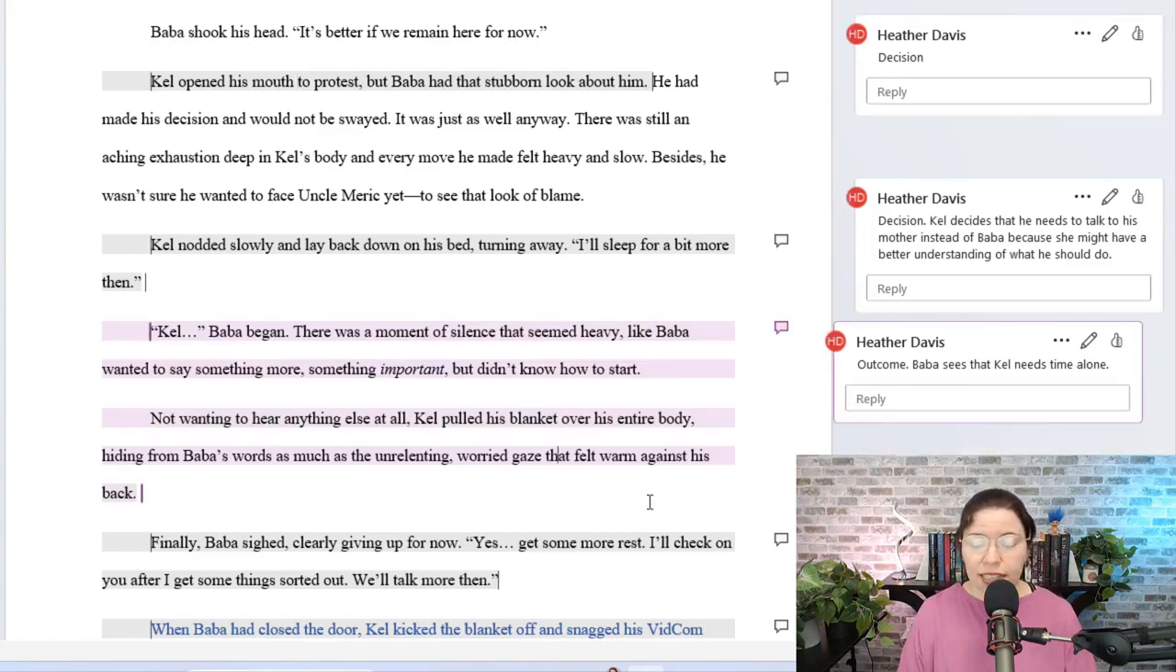Finally, Baba sighed, clearly giving up for now. "Yes, get some more rest. I'll check on you after I get some things sorted out. We'll talk more then."